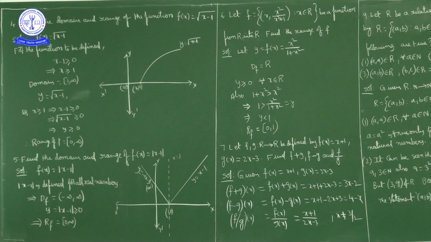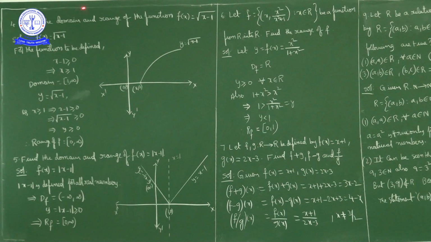And suppose x value is 101. What is the y value? Square root of 101 minus 1, square root of 100. Square root of 100 is 10. So 101 comma 10. Like this we have the graph. As x value increases, y value also increases. Y value increases slowly compared to x value.